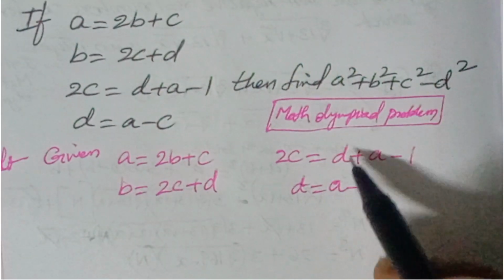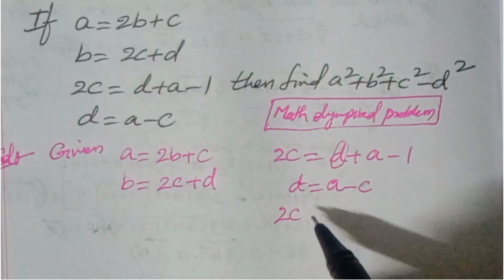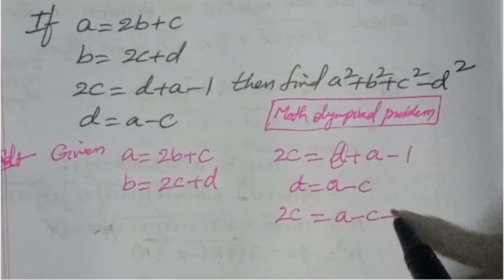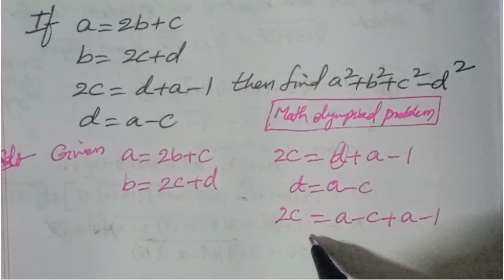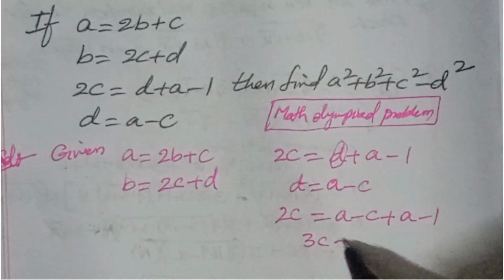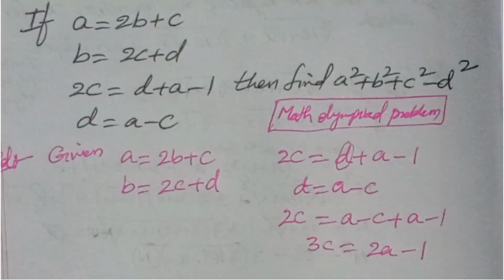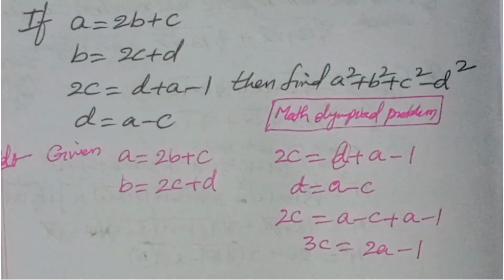Now here if you substitute d value, then what will we get? 2c is equal to a minus c plus a minus 1. Then 3c is equal to 2a minus 1.